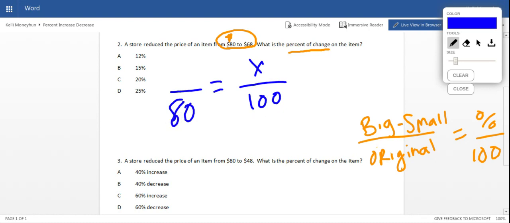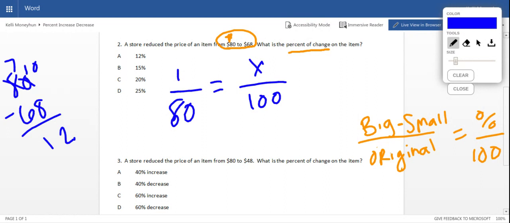And then the top left is big minus small, or the change, the difference between 80 and 68. I don't know that off the top of my head, so I need to actually write it. So I'm going to do 80 minus 68. Have to borrow. 10 minus 8 is 2. 7 minus 6 is 1, so 12. So my difference between $80 and $68 is $12. So that's going to go where my change or my difference or my big minus small.